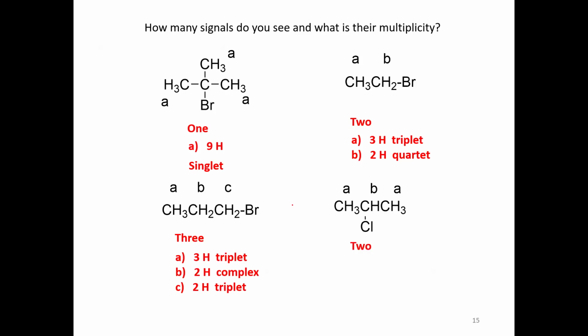This one, 2 signals. One is a heptet or a septet. I don't remember what the exact name is. The other one instead: each one of the methyl groups is equivalent, and each one is coupled with one, so it's a doublet. But the integration is 6.